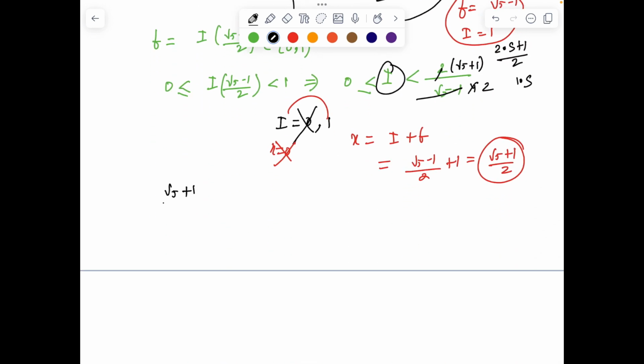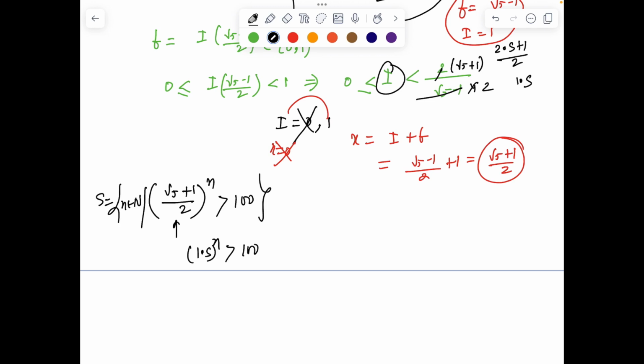But still, the problem is not over because I have to find natural numbers n such that this to the power n will be more than 100. Now of course, if I take n to be too large, because you know this quantity is going to be 1 point something, 1 point something to the power n is more than 100.